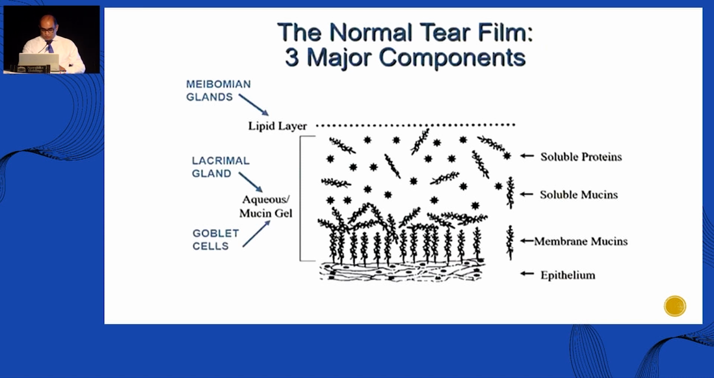Before I go into the topic, just to highlight the anatomy, the tear film has three main components: the lipid layer, aqueous layer, and mucin layer. The lipid layer is secreted by the meibomian glands, and the aqueous layer is secreted by the lacrimal, major and minor glands, and the mucin layer by the goblet cells.